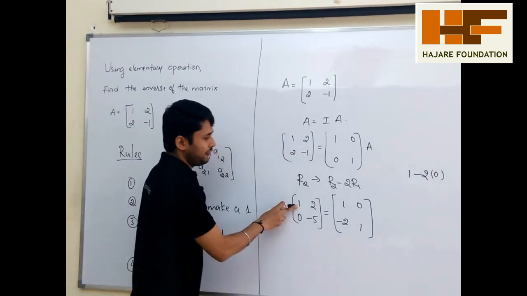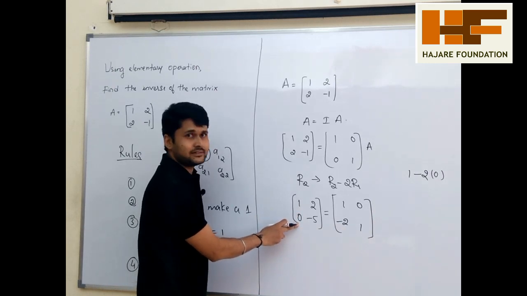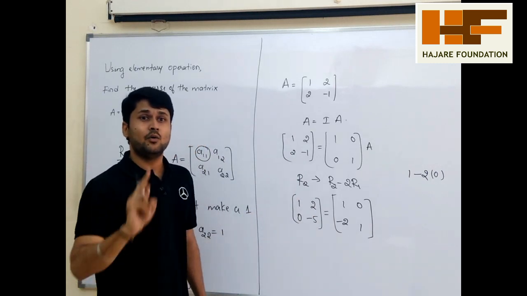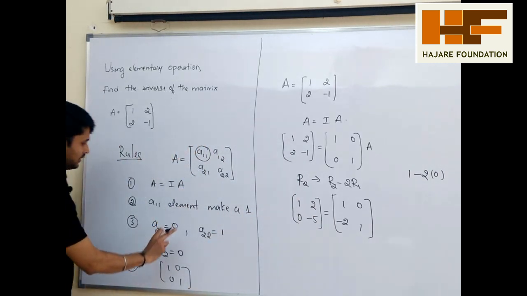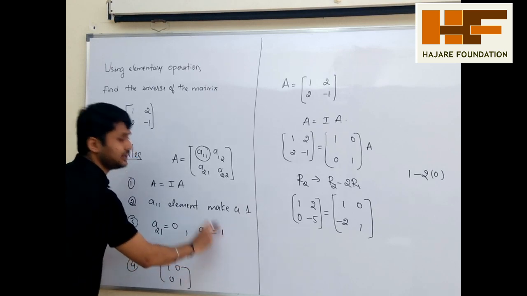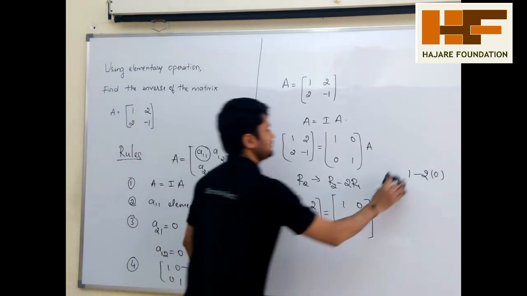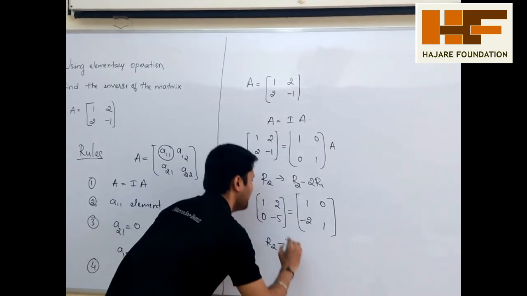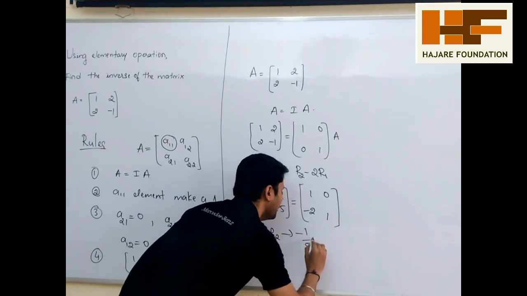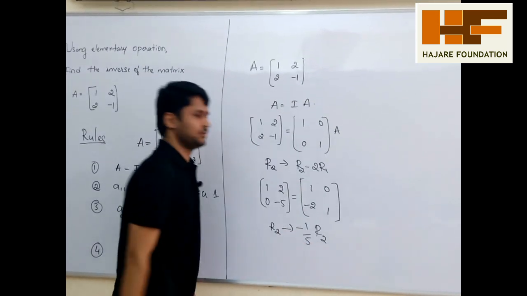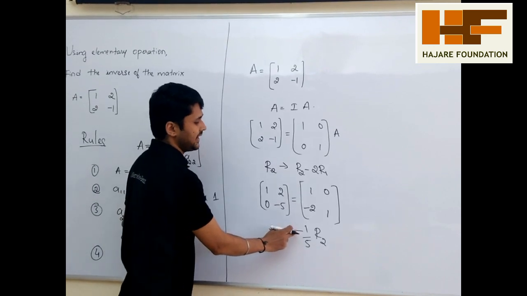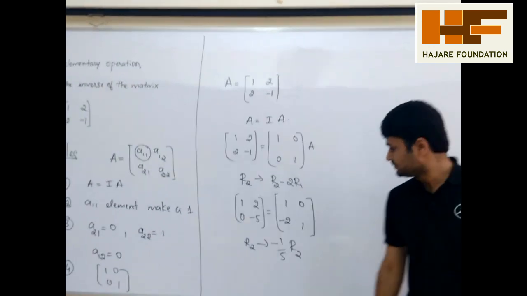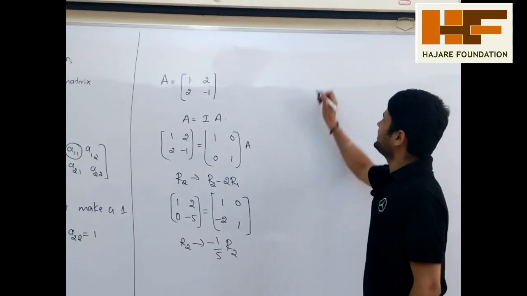Next, the A11 element is 1 and the A21 element is 0. Now we have to make this element a 1. Here, the A22 element, make it a 1. At that time, R2 changes to minus 1 by 5 into R2. Yes, see here. Write the first row as it is.